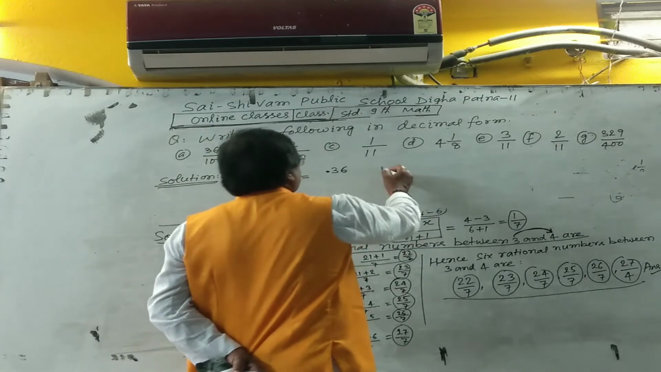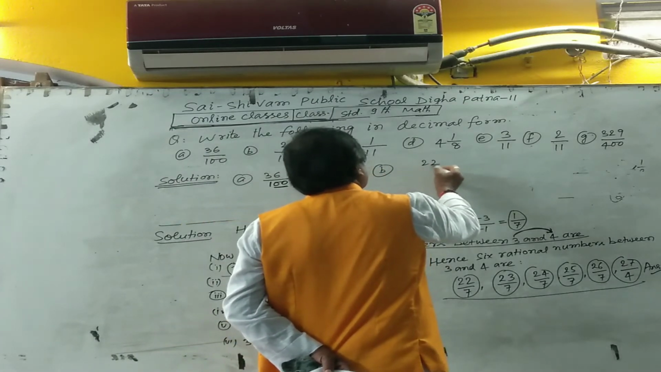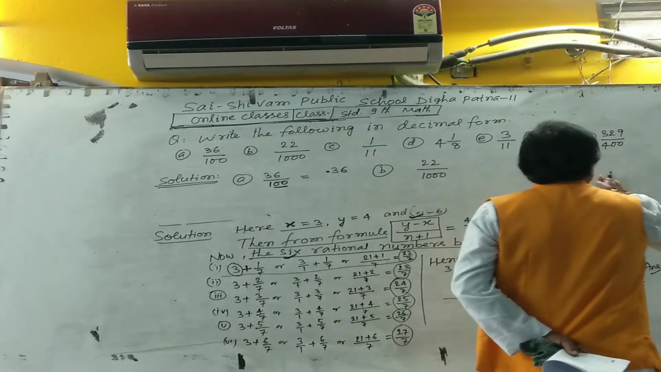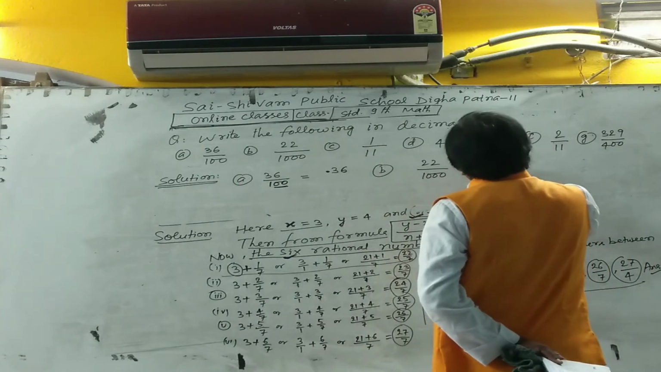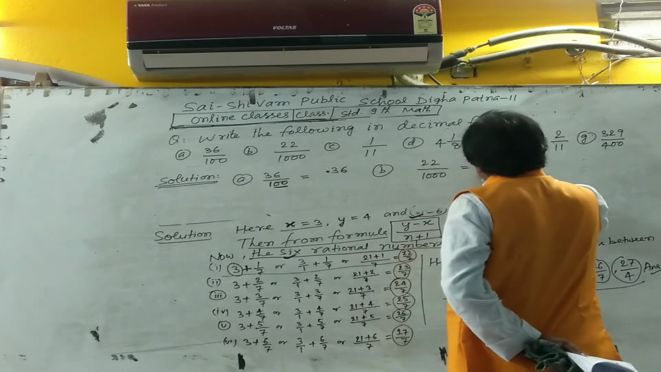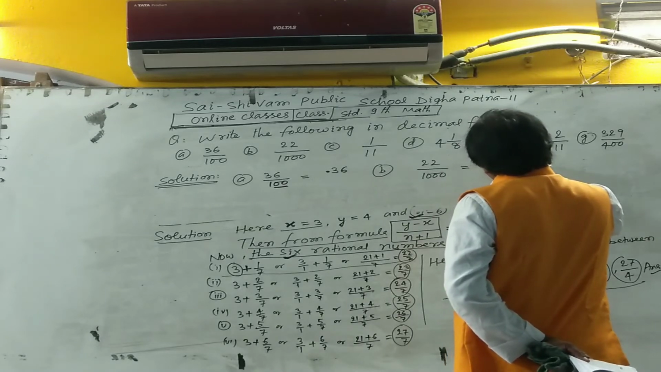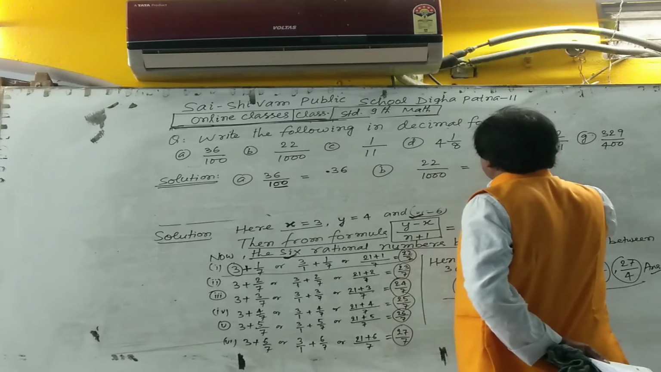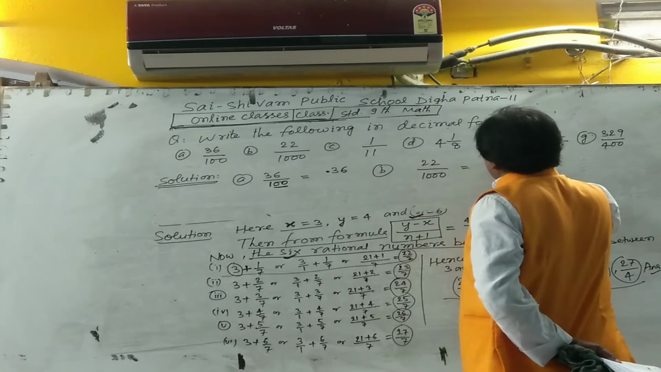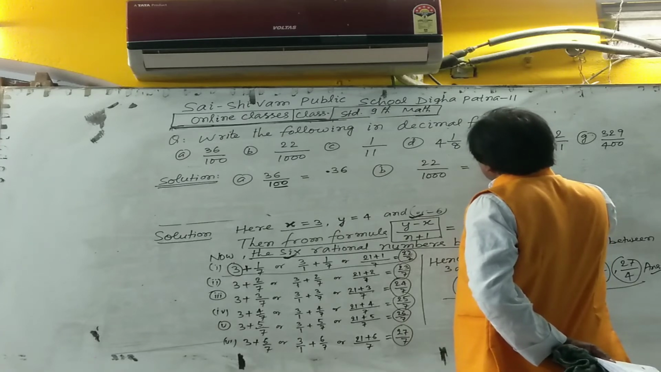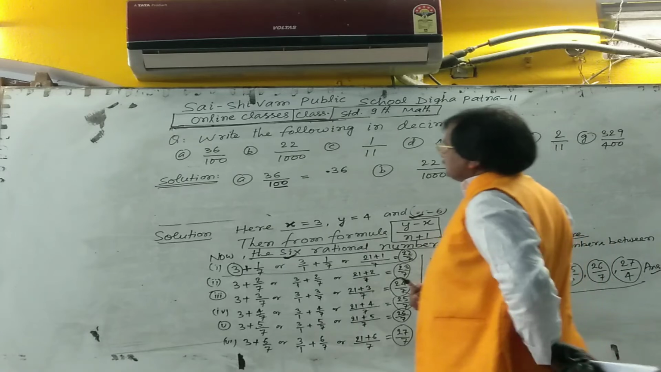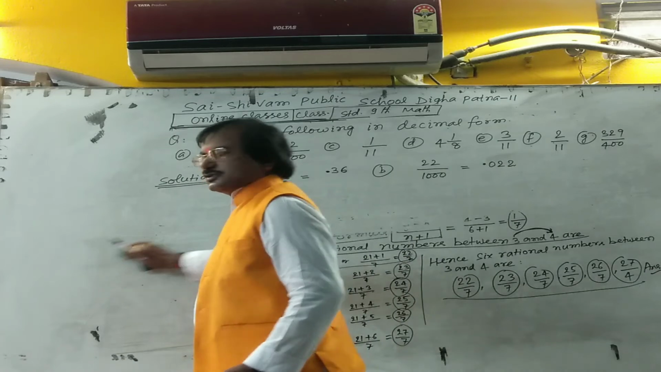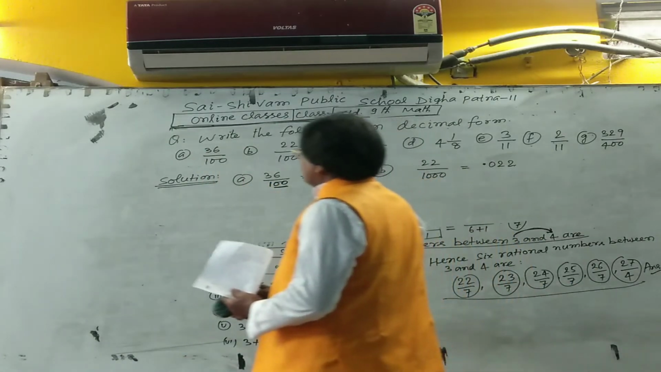In the second, 22 is to be divided by 1000. Then you write 22 and put the decimal after counting 1, 2, 3 digits from right side to left side. Only 2 digits are present, so put 0 and then put the decimal. This is for division by powers of ten.